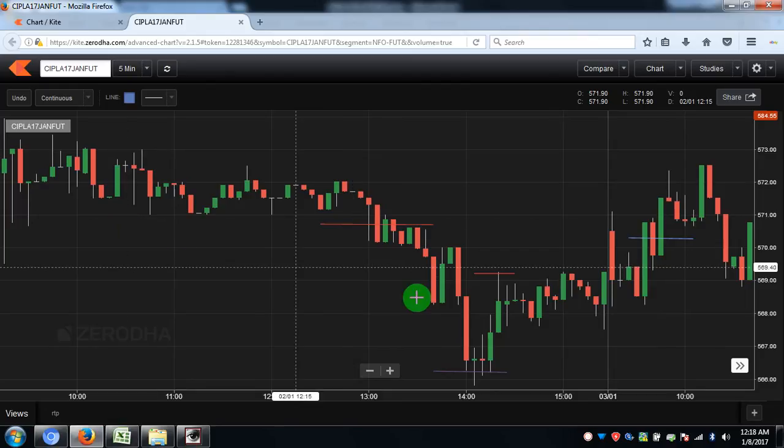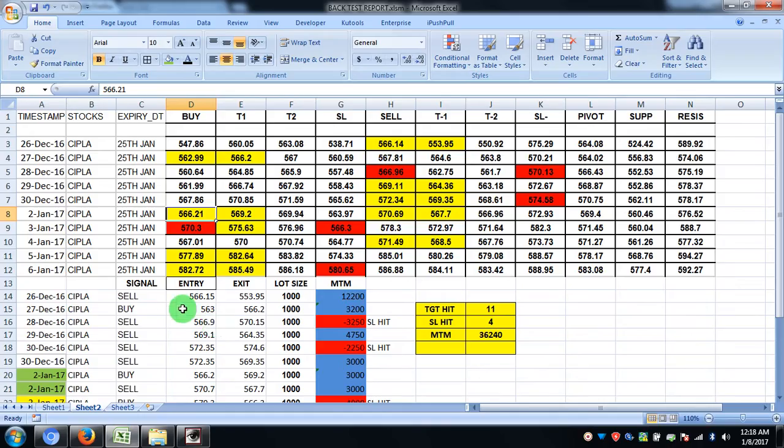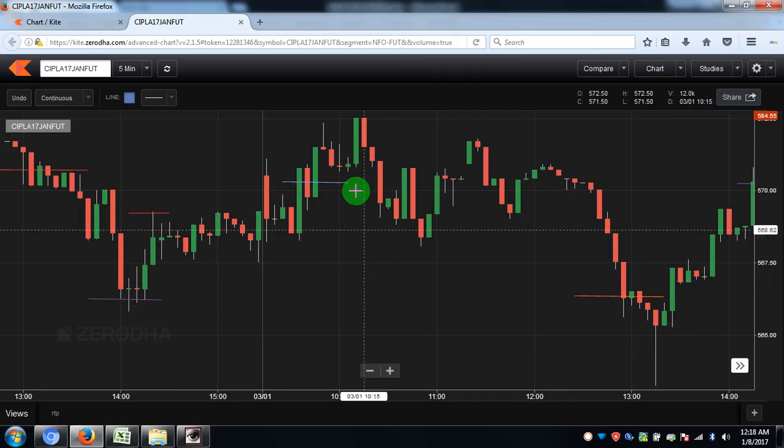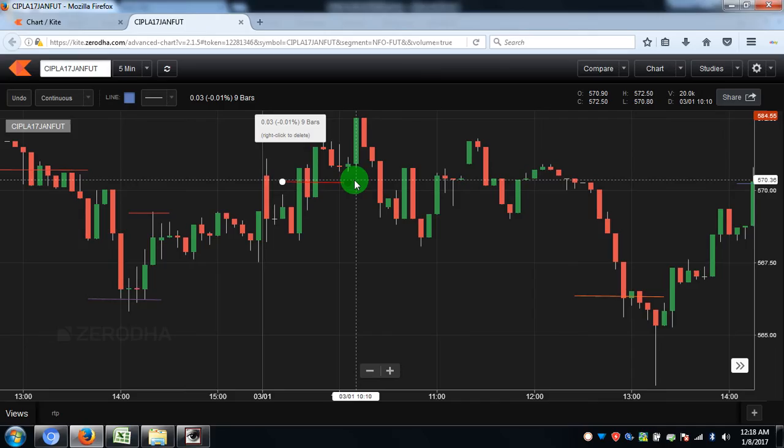So both the sides target was done in Cipla. So let us move with 3rd January. This is the 3rd January call. In the morning we got, let us see what was the opportunity. Yeah, here 570.30 paisa.